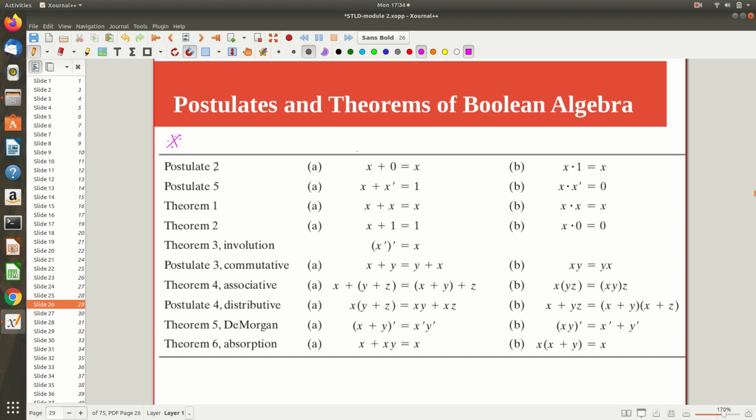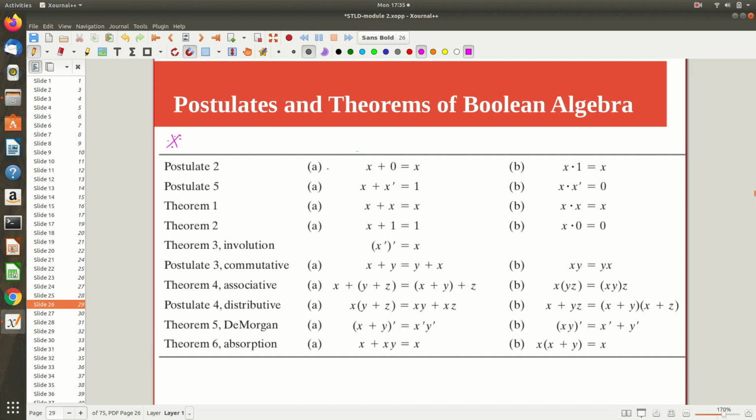This is postulate 2, 5, those things. Hope you remember we discussed 6 postulates of Boolean algebra, and this numbering is what they give. I took this table from the textbook. Wherever they give this numbering, they use it throughout the discussion, but instead of using numbering, I will write out what each one is accordingly.